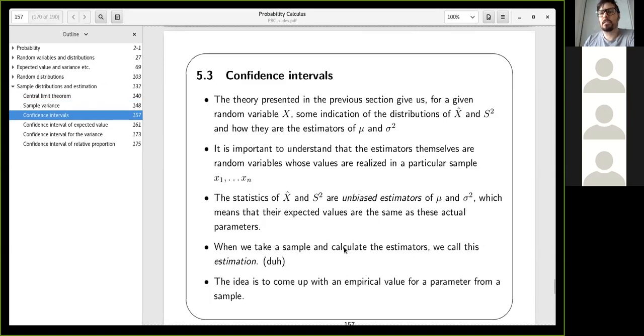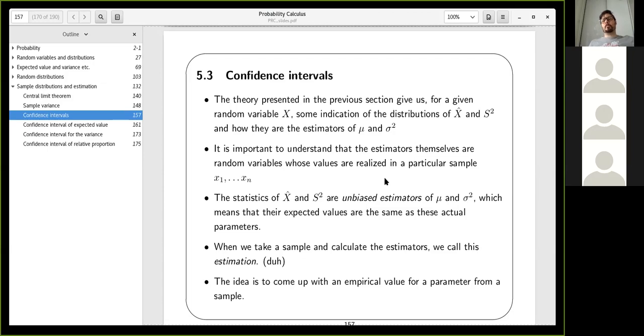So we have this, it's chi-squared distributed, and now we're going to talk about confidence intervals. The theory presented in the previous section gives us, given a random variable, some indication of the distribution of the sample mean, that should be x bar, not x hat, and the sample variance, and how they are estimators of the actual expected value and actual variance.